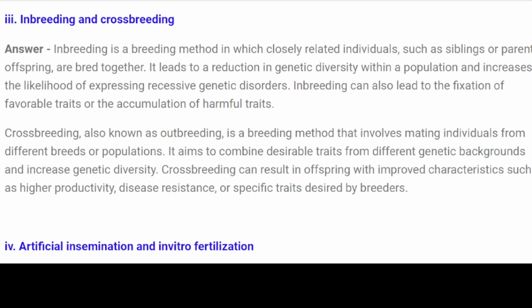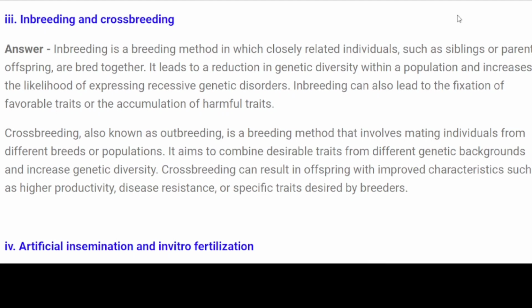Crossbreeding, also known as outbreeding, is a breeding method that involves mating individuals from different breeds or populations. It aims to combine desirable traits from different genetic backgrounds and increase genetic diversity. Crossbreeding can result in offspring with improved characteristics such as higher productivity, disease resistance, or specific traits desired by breeders.